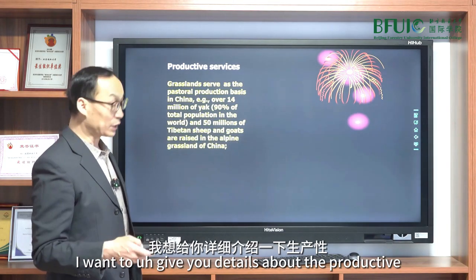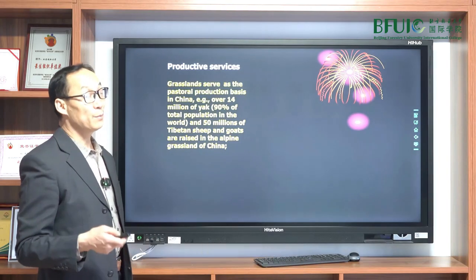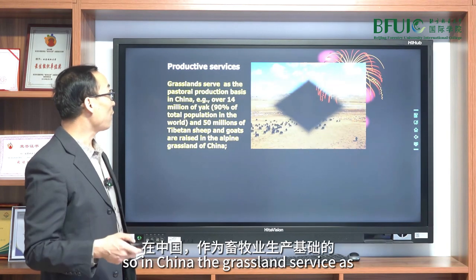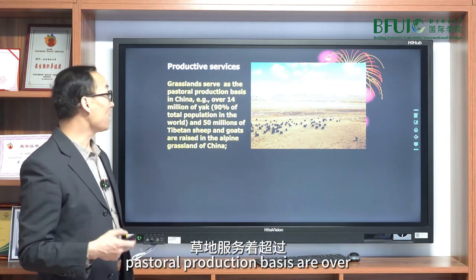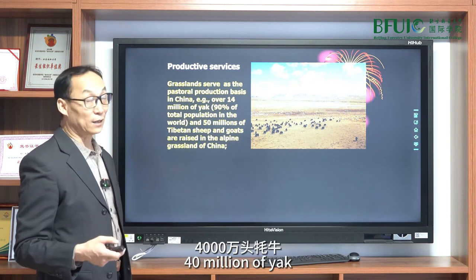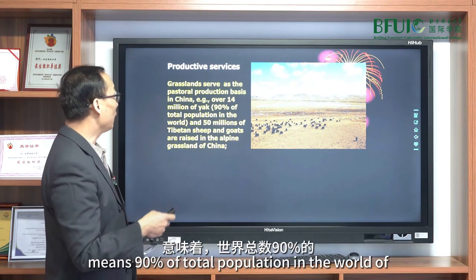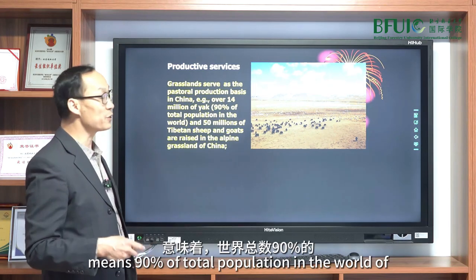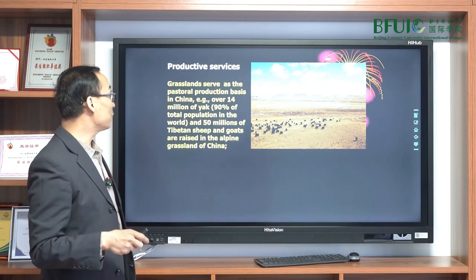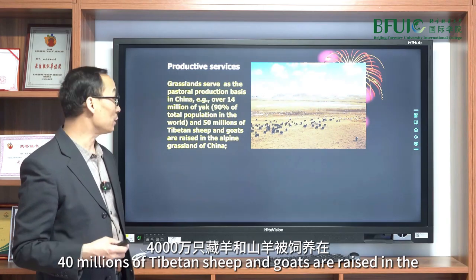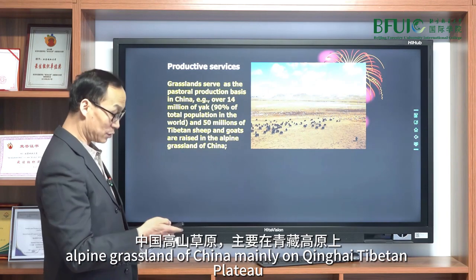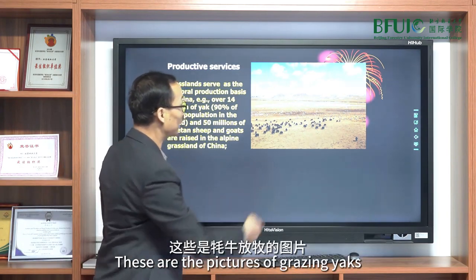I want to give you details about the productive service and function. So in China, the grassland serves as a pastoral production basis. Over 40 million yaks, which is 90% of the total population of yaks in the world, are found in Chinese grassland. And 40 million Tibetan sheep and goats are raised in the alpine grassland of China, mainly on the Tibetan Plateau. These are the pictures of grazing yaks.